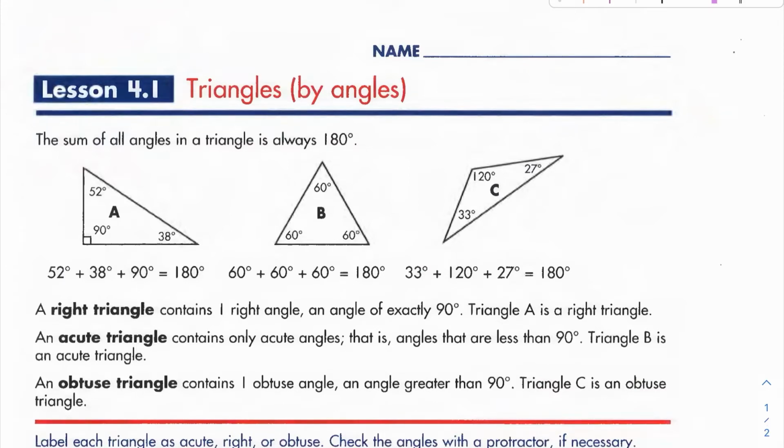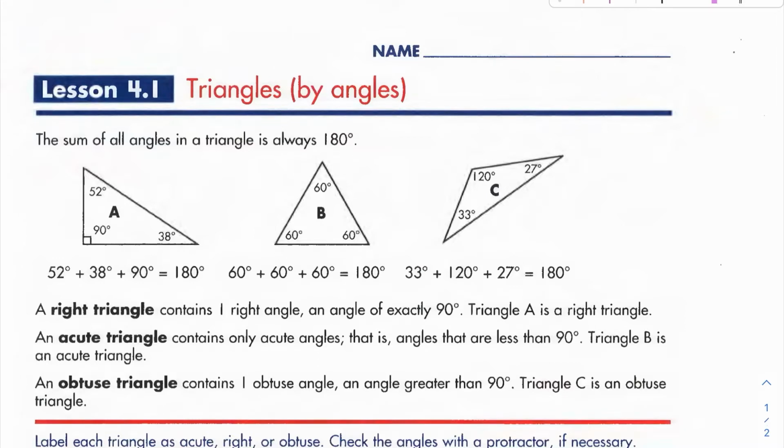Now, naming triangles by angles. There are three ways we can name a triangle by the angles included in the figure. We can name it as a right triangle if it contains one right angle, which is an angle that is equal to exactly 90 degrees. Triangle A above is a right triangle.